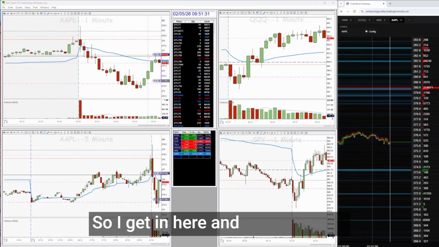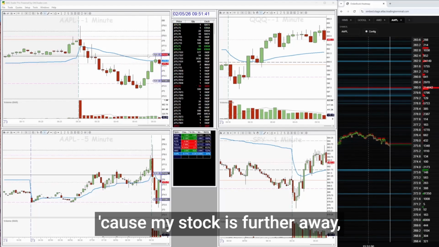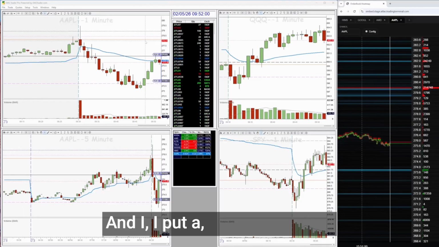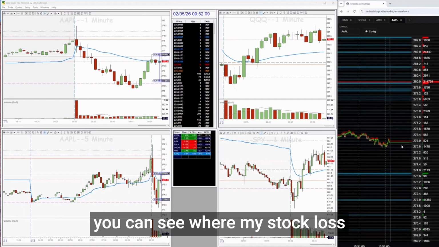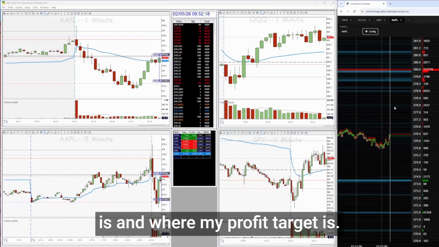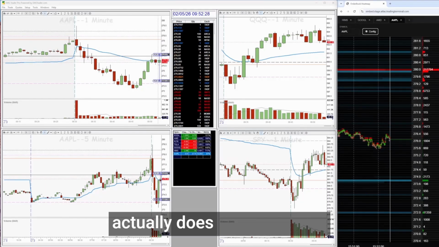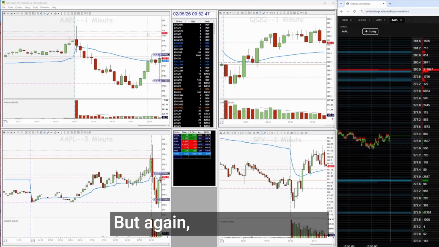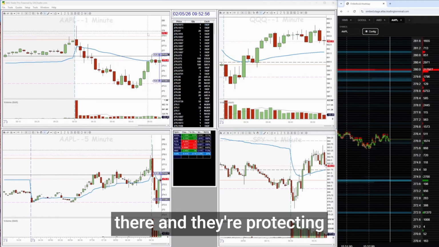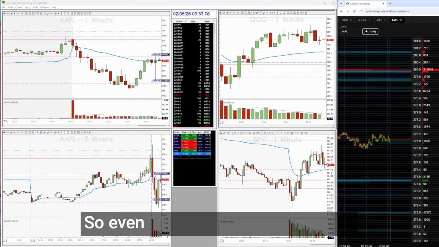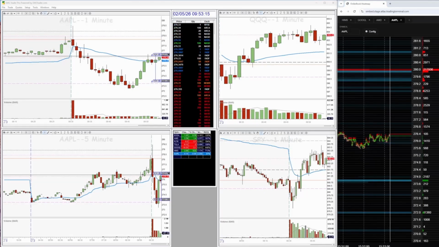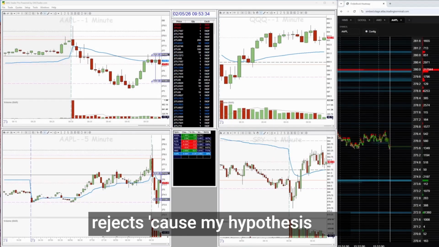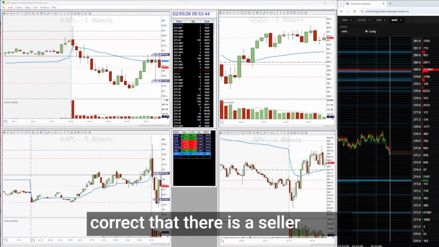So I get in here, and unfortunately, because my stop is further away, I'm only going to get a 2 to 1 risk to reward. I put an order here so you can see where my stop loss is and where my profit target is. And look at this. You see, price actually does go against me, and it goes back up towards that previous day close. But again, there's that seller there, and they're protecting me from being stopped out. Even again, it goes up a little bit, it heads towards the close, it looks like it'll get stopped out, but no, again, it rejects because my hypothesis was correct. There is a seller there.